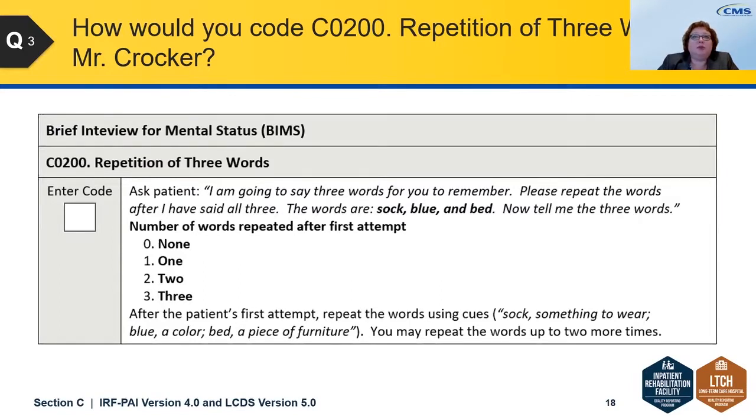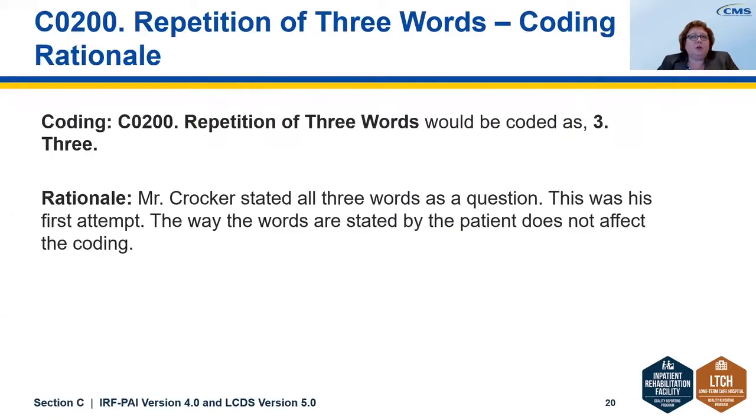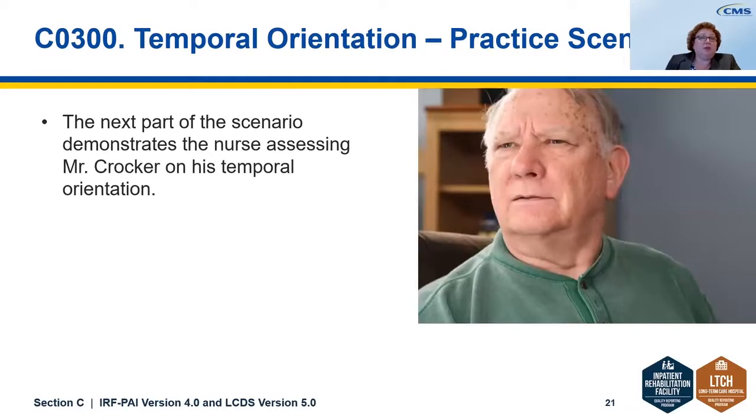And remember, these are the repetition of those 3 words for Mr. Crocker. Okay, so most of you thought it was 3. And the correct answer is 3. So well done, everyone. Mr. Crocker stated all 3 words as a question, and this was his first attempt. The way the words are stated by the patient doesn't affect the coding. So well done, everyone. So now let's take a look at the next part of the scenario for coding temporal orientation. And remember, for the purpose of this scenario, the date is March 2nd, 2020.